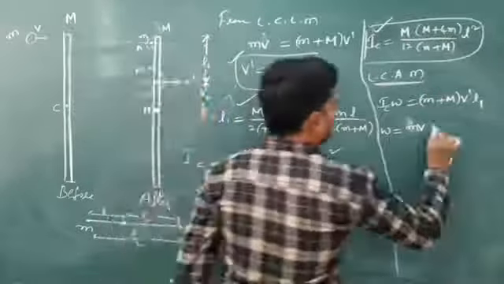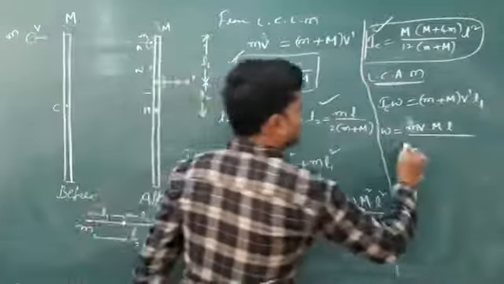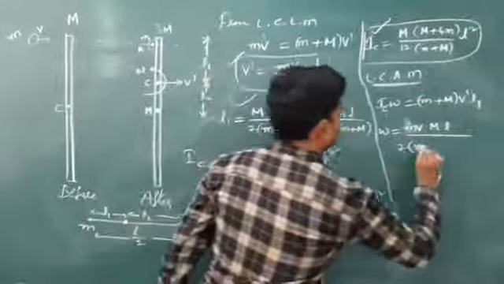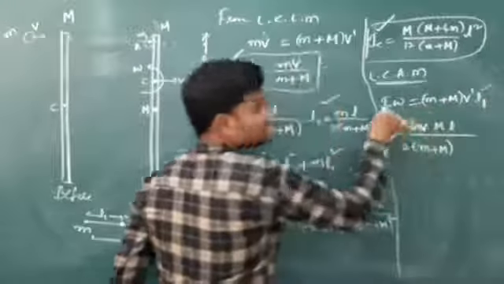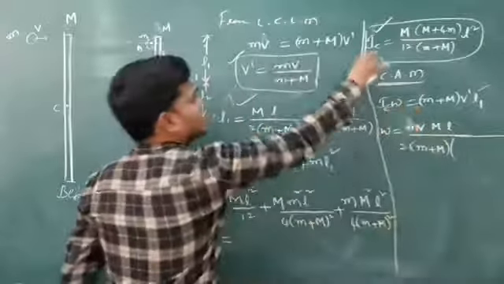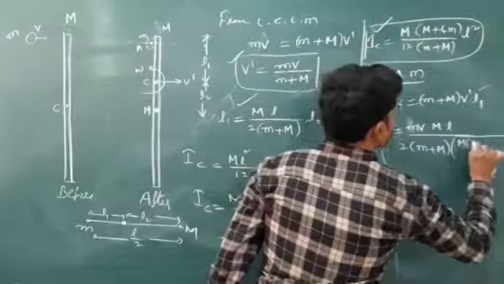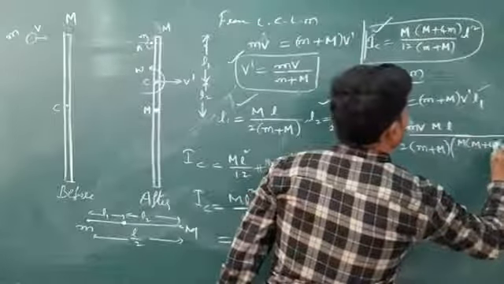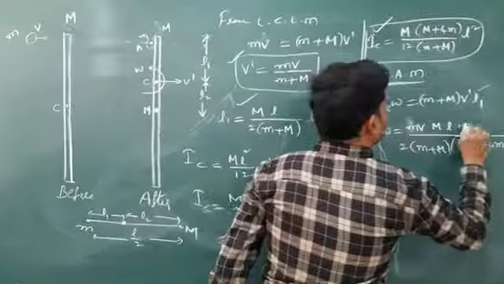L1, capital ML, L1, ML by 2 into small m plus capital M. So L1 completed. And this IC you can take downside. Just now you got it, this one. Capital M plus 4m divided by, so let me write in the top.